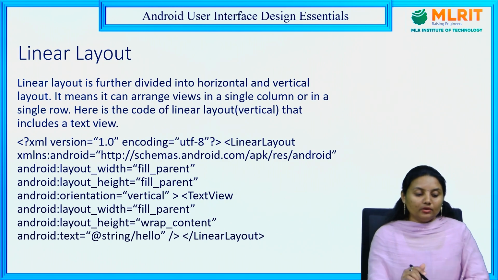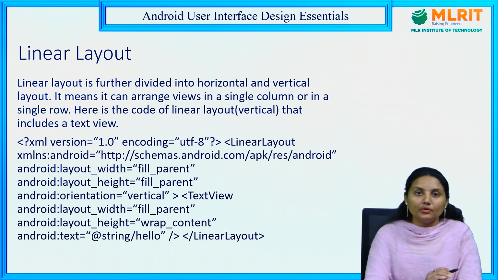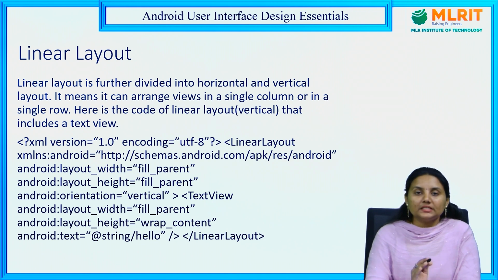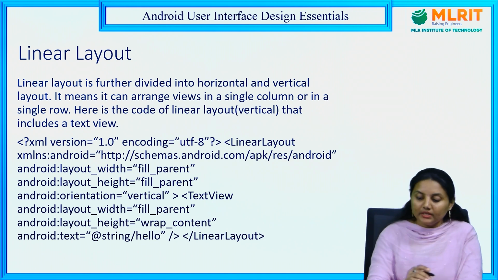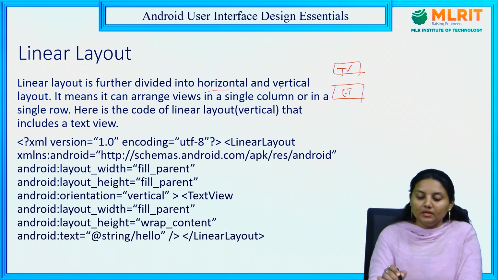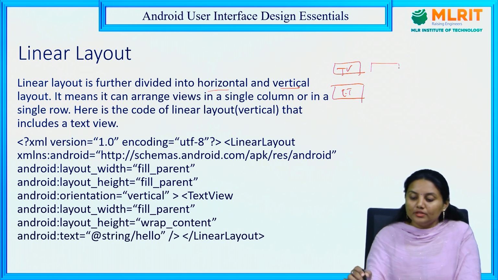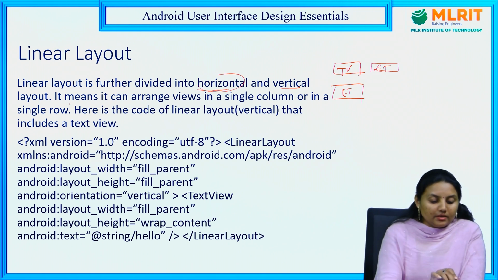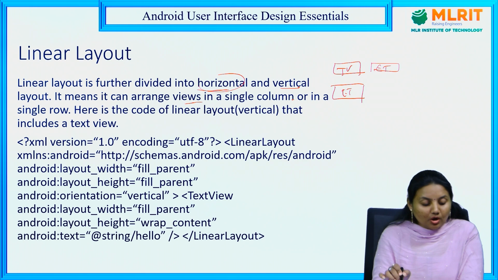Next, linear layout. Coming to the first and foremost layout, linear layout is the most flexible one that we can use, where you can arrange things vertically or horizontally. Vertically, when you have some components, say a text view and an edit text, this has to be vertically aligned. So we give the alignment as vertical. If you want to make it horizontal, then you give a horizontal alignment. It means it can arrange the views in a single column or a single row.